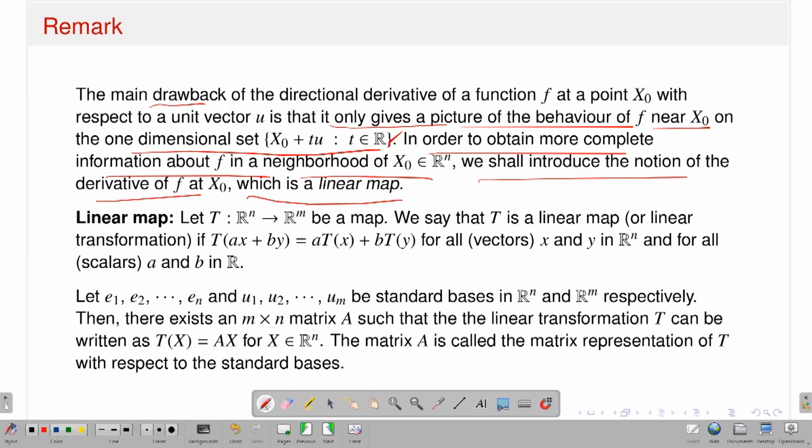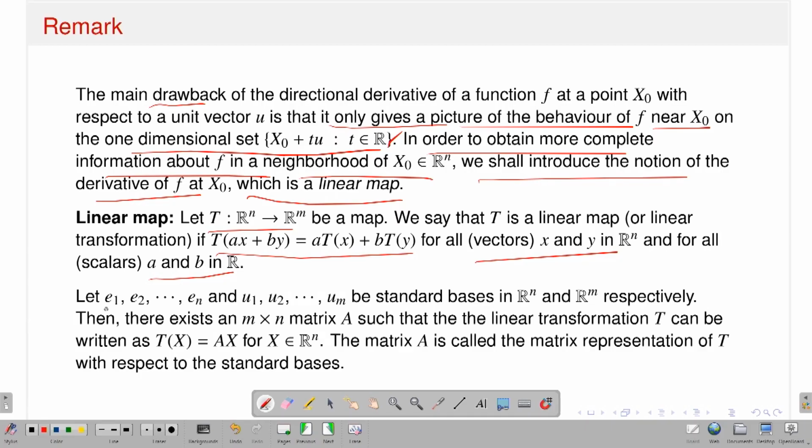If I have the n dimensional Euclidean space Rn and Rm, let T be a map from Rn to Rm. We say that T is a linear map or linear transformation if it satisfies these properties. That means T acting on ax plus by should be exactly equal to a times Tx plus b times Ty, for all vectors x, y in Rn and scalars a, b in R. If a map satisfies these properties, then I will say that T is a linear transformation.